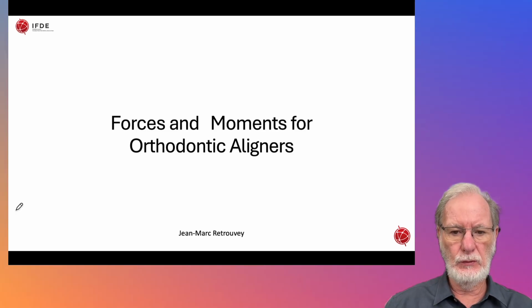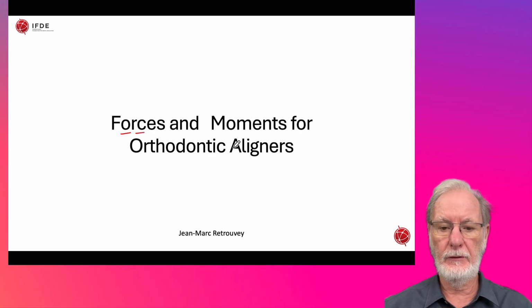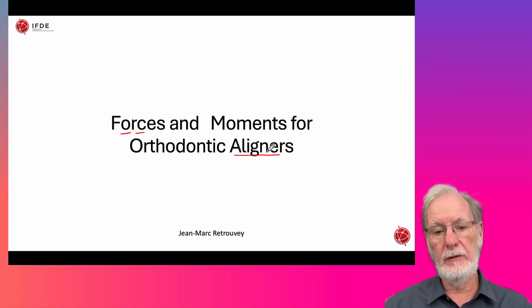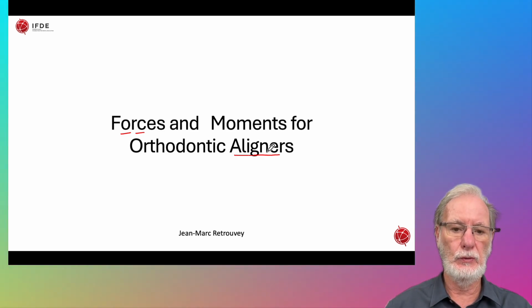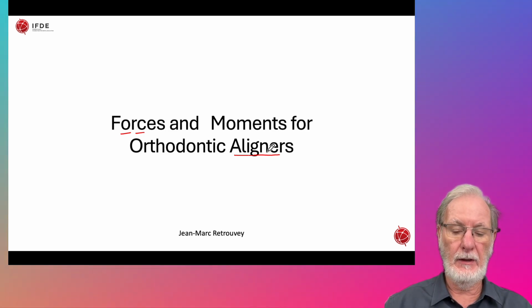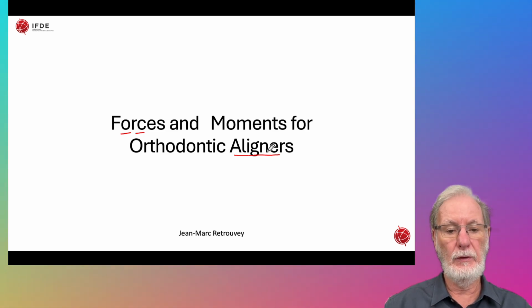Today we are going to be looking at forces and moments as applied to orthodontic aligners, which is a topic that is not really well studied, because all the biomechanics books and publications relate more to the importance of the biomechanical concepts in fixed orthodontics, and aligners are different in their force application when related to orthodontic tooth movement.